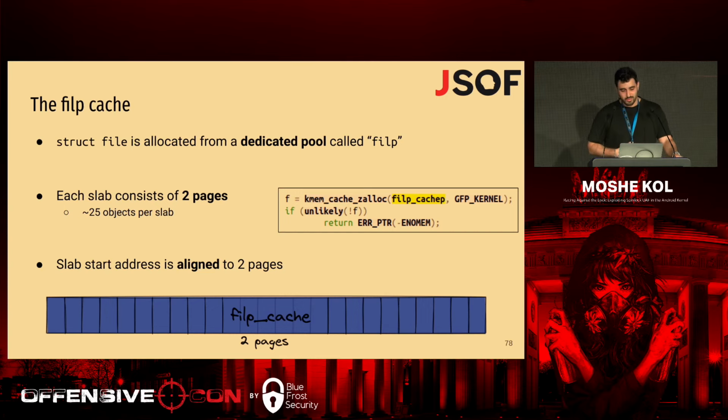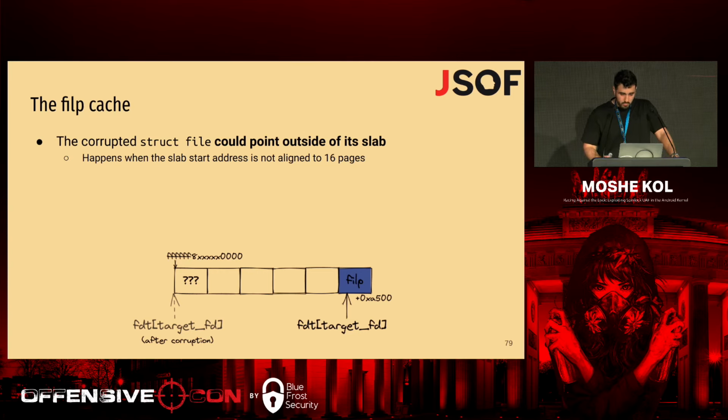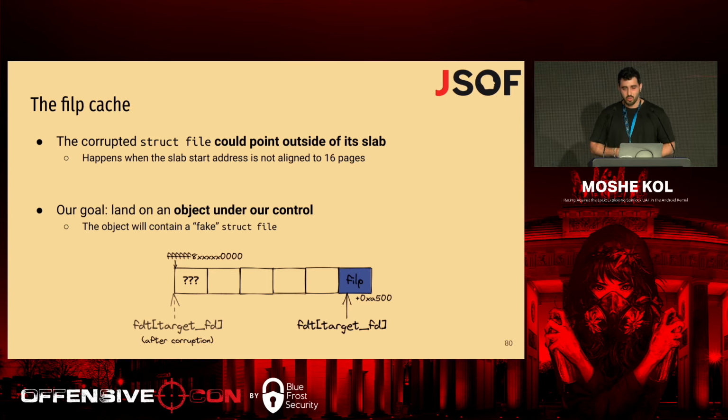To do that, we need to understand from which cache struct files are allocated. Struct files are allocated from a dedicated pool in the kernel, which is called the filp cache. Each slab consists of 2 physical pages that are adjacent, so it has enough space for about 25 objects per slab. The slab start address is aligned to 2 pages. What this means is that after we corrupt the struct file pointer, we are likely going to be outside of the slab. This situation happens when the start address is not aligned to 16 pages. And our goal is to land on an object that we control so we can fake a struct file and then later do some interesting things with it.